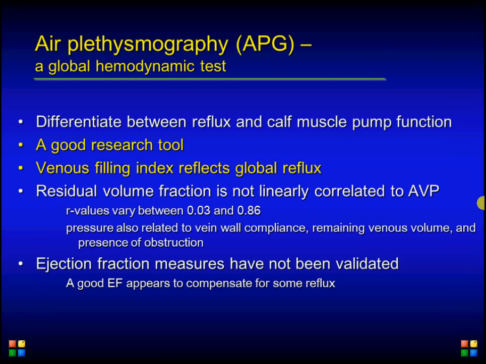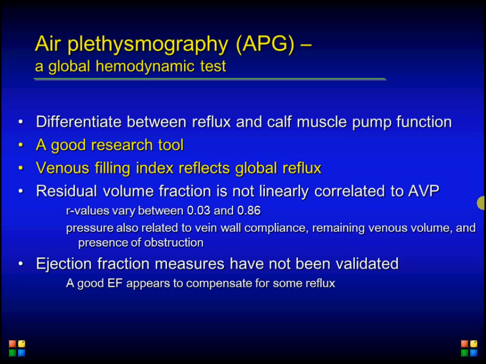Now, this is a global hemodynamic test, and it can differentiate between reflux and calf muscle pump function to a certain degree. It's a good research tool. The only part of this test that has been really validated is the venous filling index. There is a belief that the residual volume fraction is correlated to the ambulatory venous pressure, but when you go through lots of papers that have been written through the years, this is not true.